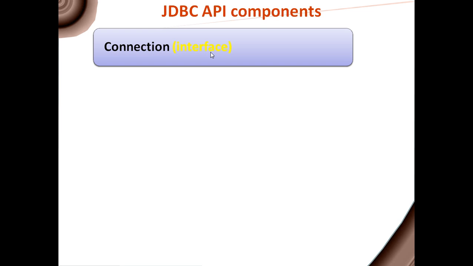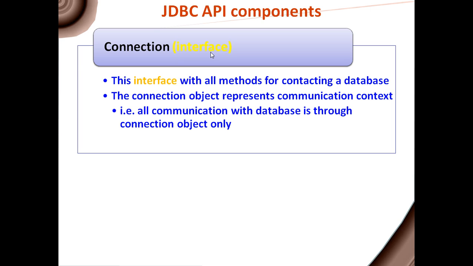Then comes the Connection. This is an interface with all the methods for contacting a database. You are going to have different methods so that using those methods you will perform operations on the database. The Connection object represents a communication context, that is, all communication with the database is through the Connection object only. So unlike the Driver, you are going to rely on the Connection object, and using this object you are going to contact the database.